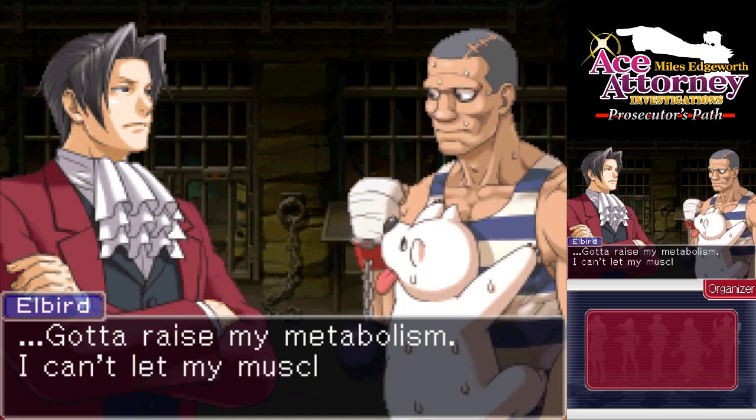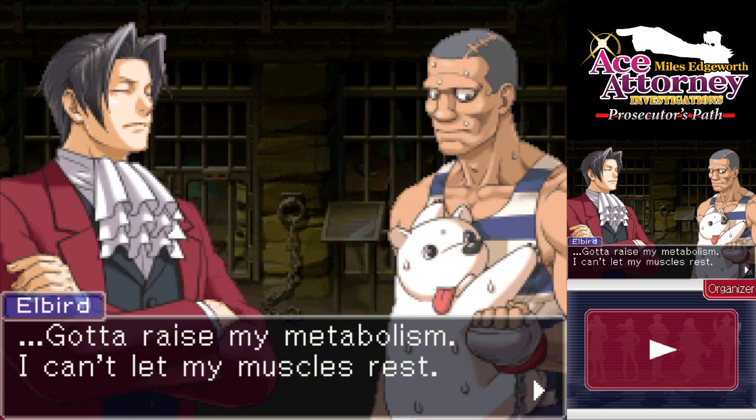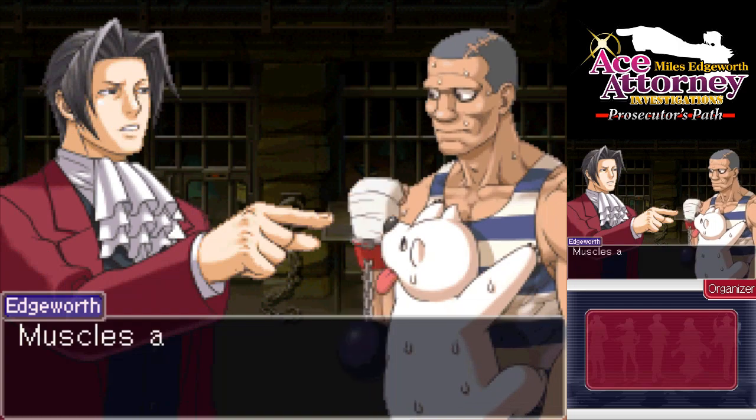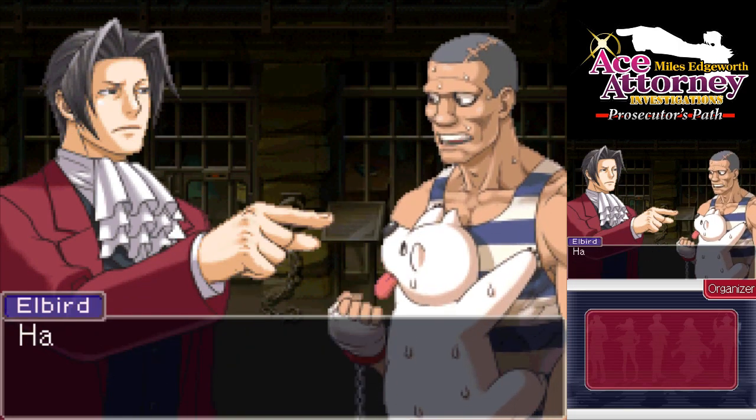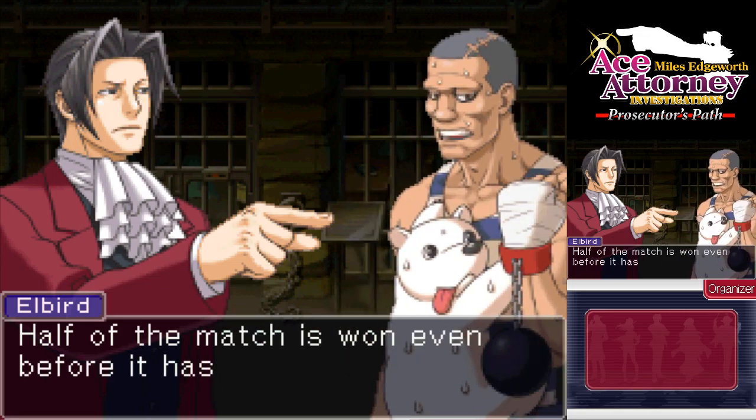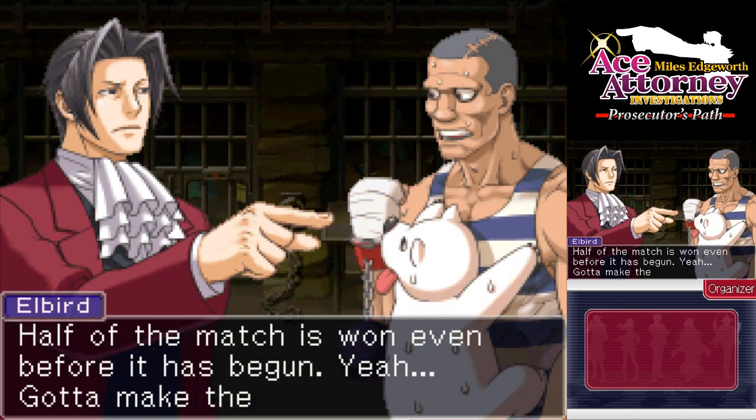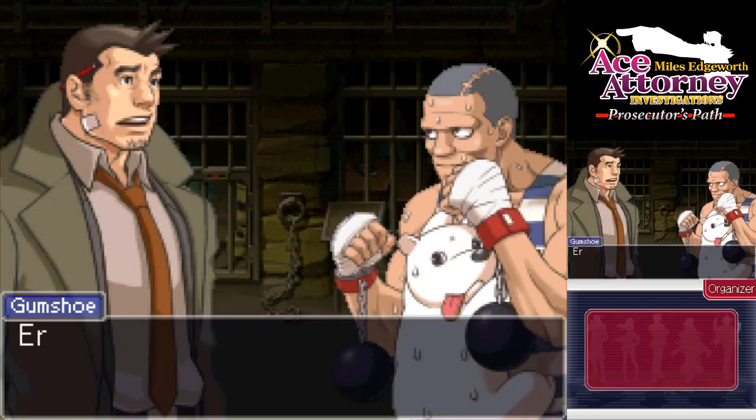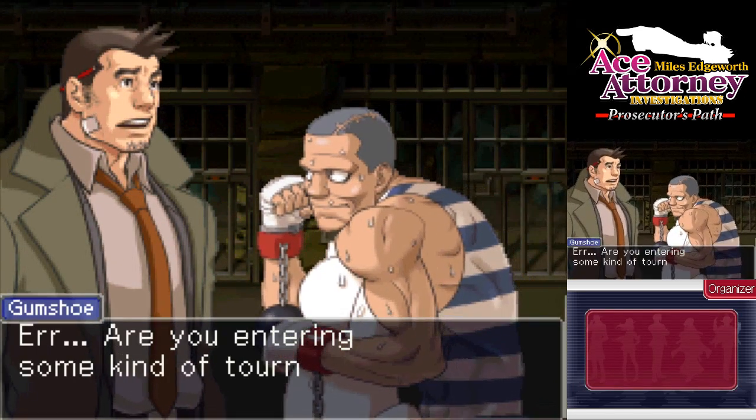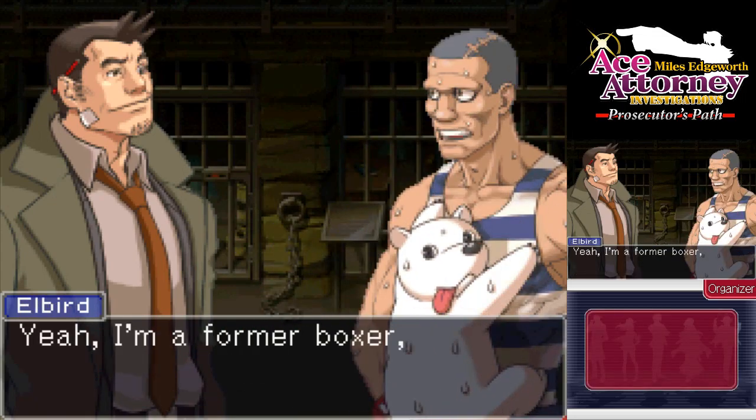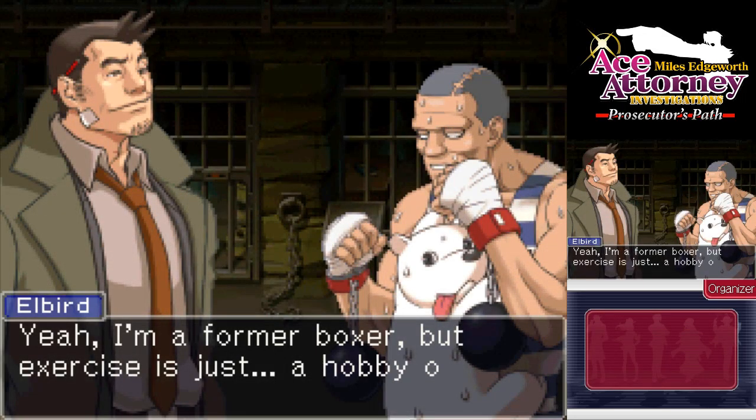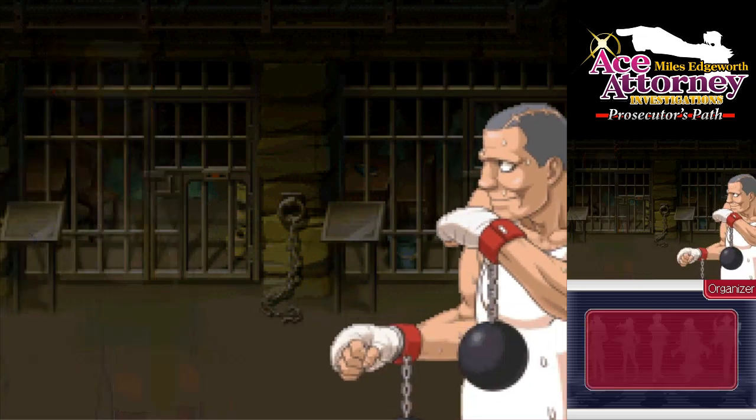Gotta raise my metabolism. I can't let my muscles rest. Muscles aside, it looks like you've lost a lot of weight. Half of the match is won even before it has begun. Yeah, gotta make the weight limit. Are you entering some kind of tournament? Perhaps as a boxer. Yeah, I'm a former boxer, but exercise is just a hobby of mine.